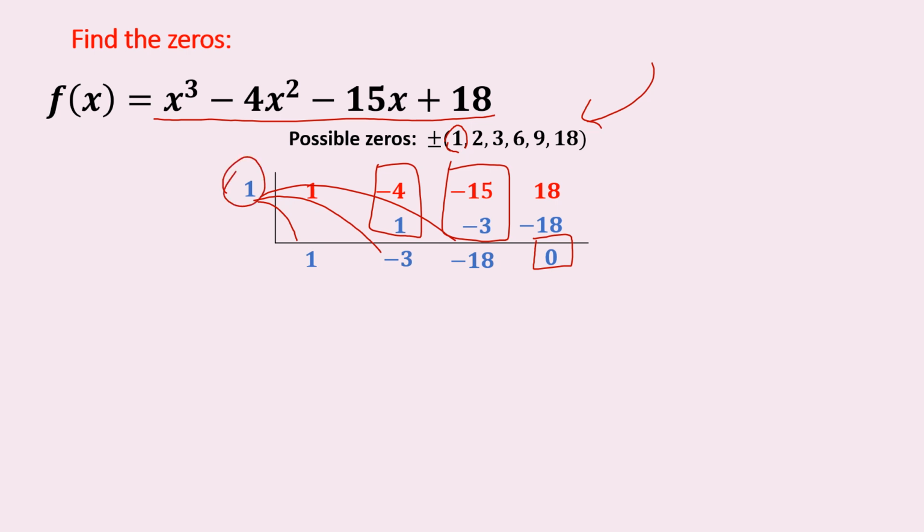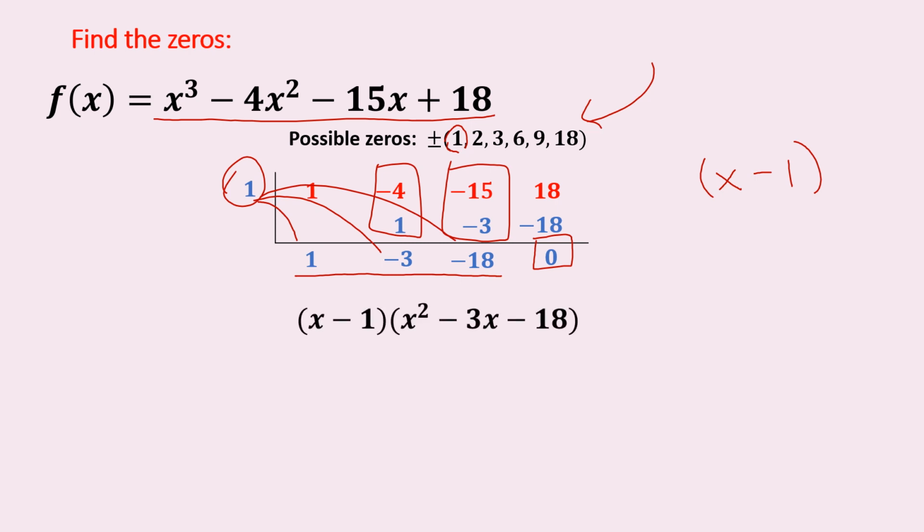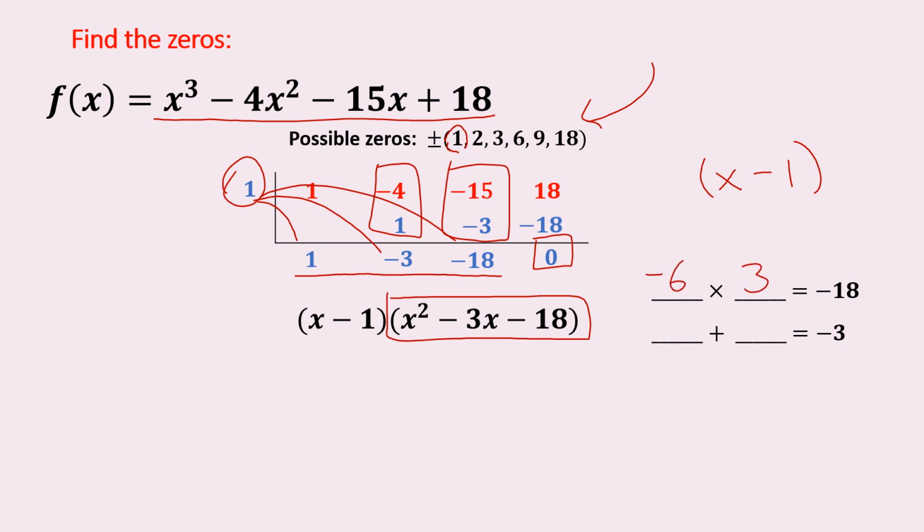Keep in mind that when 1 is a zero, the actual factor is x minus 1. So if we rewrote this right now, we would have x minus 1, and then this gives us what's left over, x squared minus 3x minus 18. Let's keep factoring to find the other remaining zeros. We want to look at this and we want to earmuff this. Two numbers that multiply to -18 and add to -3: -6 and +3.